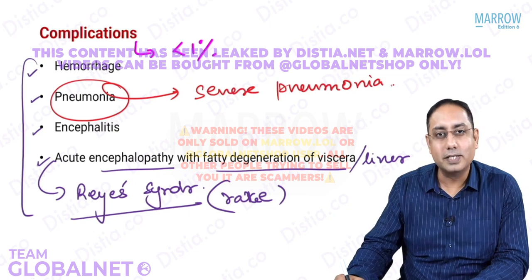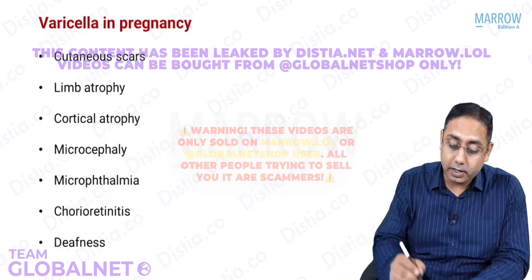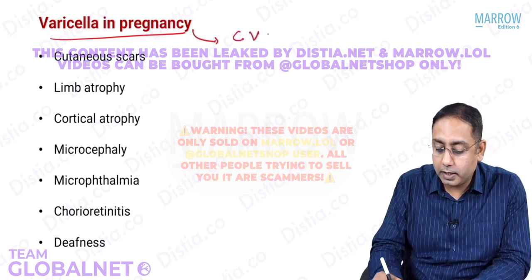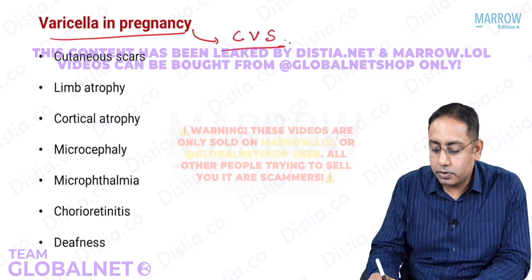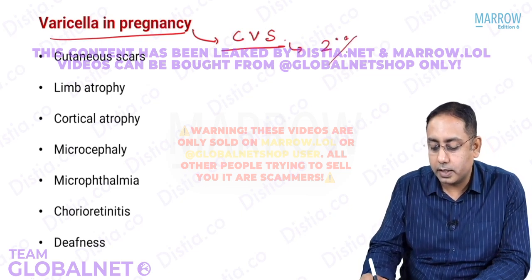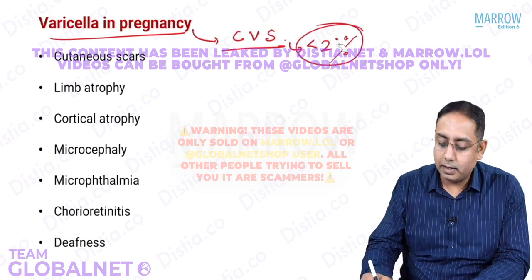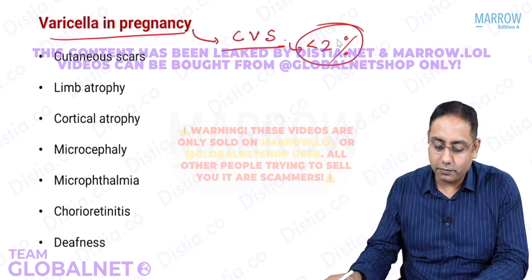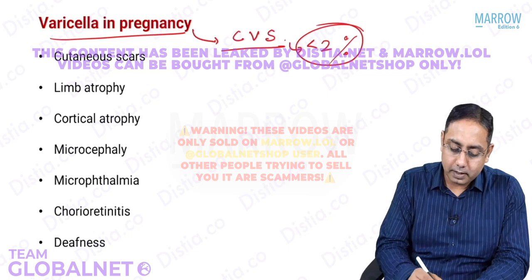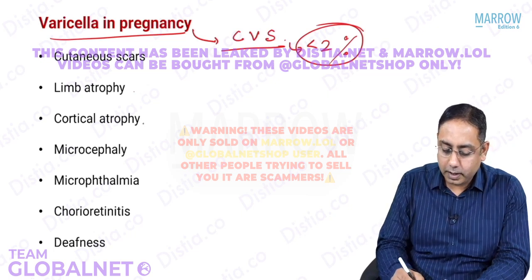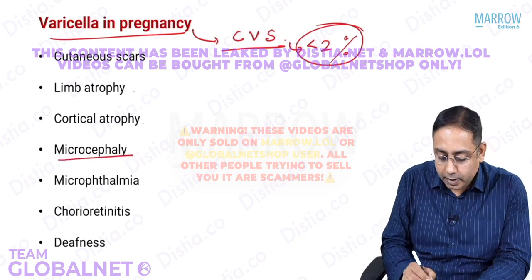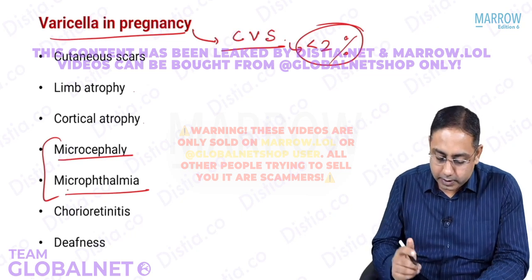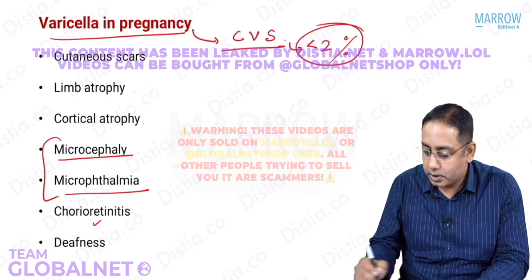Otherwise, complications are pretty less in children. But specifically talking about complications in pregnant females, this may cause a congenital varicella syndrome. We already discussed this. Congenital varicella syndrome has roughly a 2% chance of happening in a child who is born to a female who has got varicella within the first 20 weeks of her pregnancy. Now this child may develop cutaneous scars, limb atrophy, cortical atrophy, microphthalmia, and microcephaly. These are characteristic features of congenital varicella syndrome. Along with that, there could be chorioretinitis or deafness.